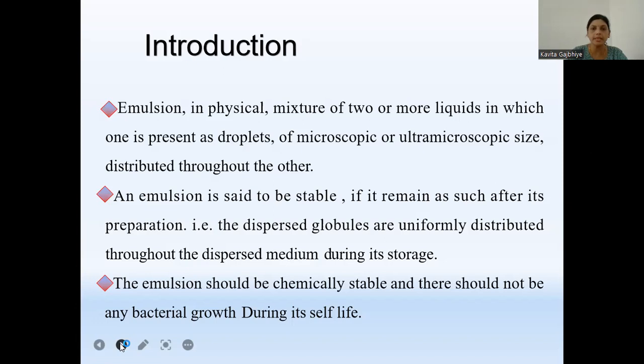An emulsion is said to be stable if it remains as such after its preparation. The dispersed globules are uniformly distributed throughout the dispersion medium during its storage. That means the emulsion is stable for a longer period of time when it is prepared by maintaining all the criteria and parameters suitable for its preparation. The emulsion should be chemically stable and there should not be any bacterial growth during its shelf life.